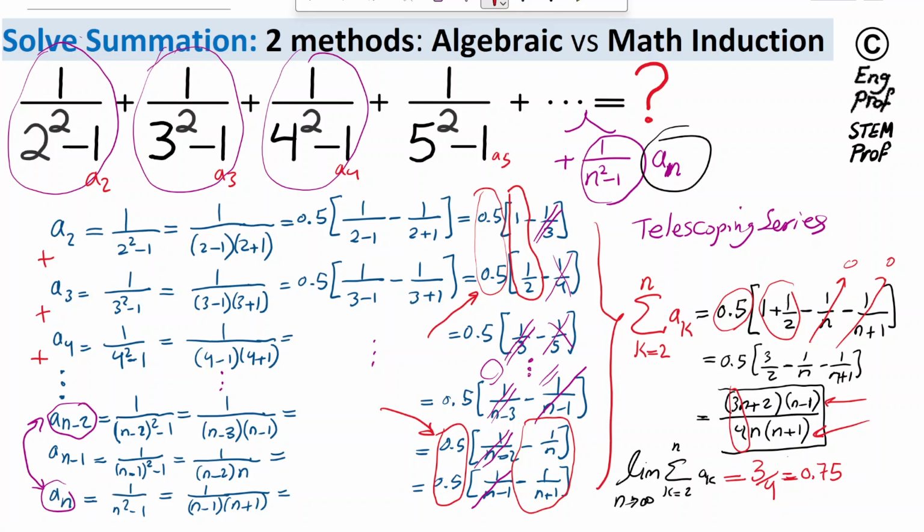So the answer is 3 over 4, or 0.75. That is the infinite version. I'm going to just write it here. So this one is the infinite series. Yes, the answer is the infinite series converges, and it converges to 0.75. The finite version is the sum that we found here, the finite version of this summation up to the nth term.